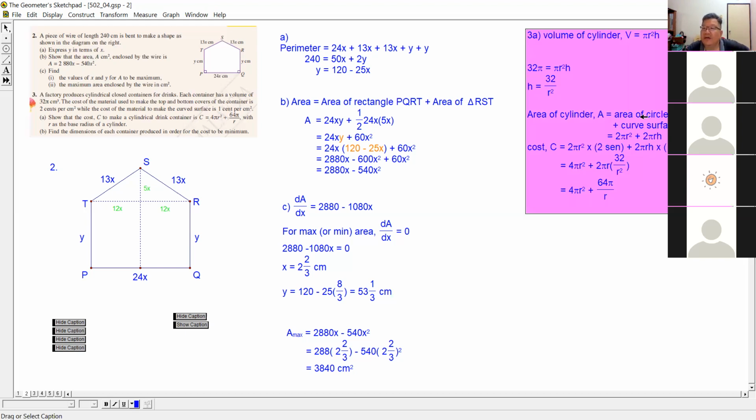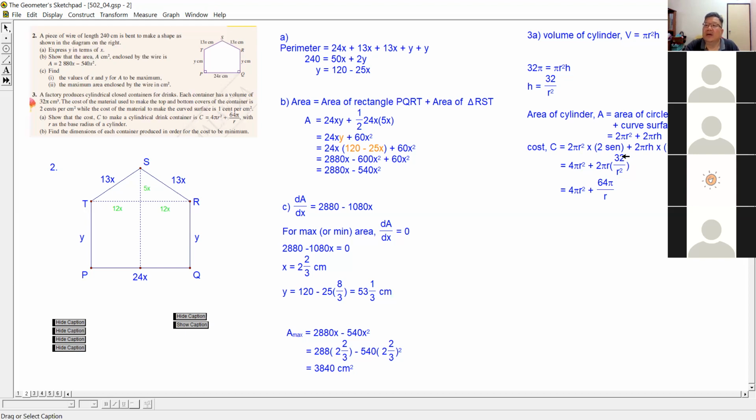So I've written here, right? Area of circle, curved surface area. Area of circle is pi r square. 2 pi r square: top pi r square, bottom pi r square. Then the curved surface area is 2 pi r h. Okay?